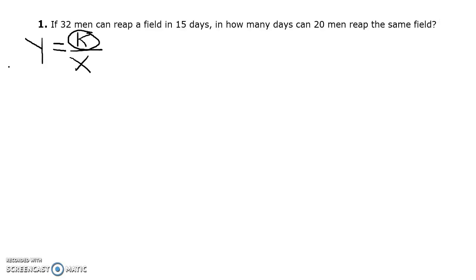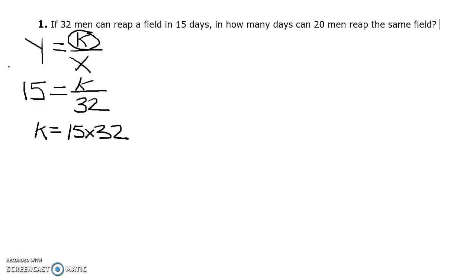If I let y be the time it takes for 32 people to reap the field, I know that y is 15. We don't know what k is, so that's what we're trying to solve. It takes 32 men to reap the field in 15 days, so we solve for k, our constant of proportionality. I know that it's 15 times 32, which works out to be 480.